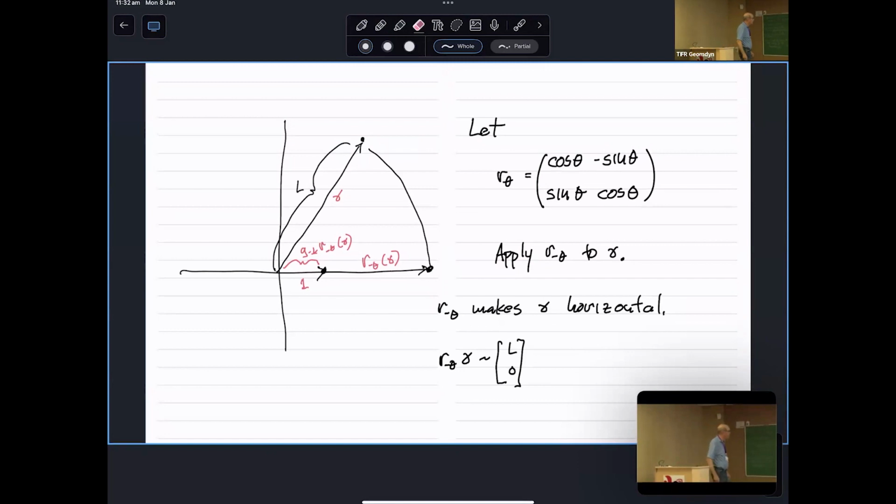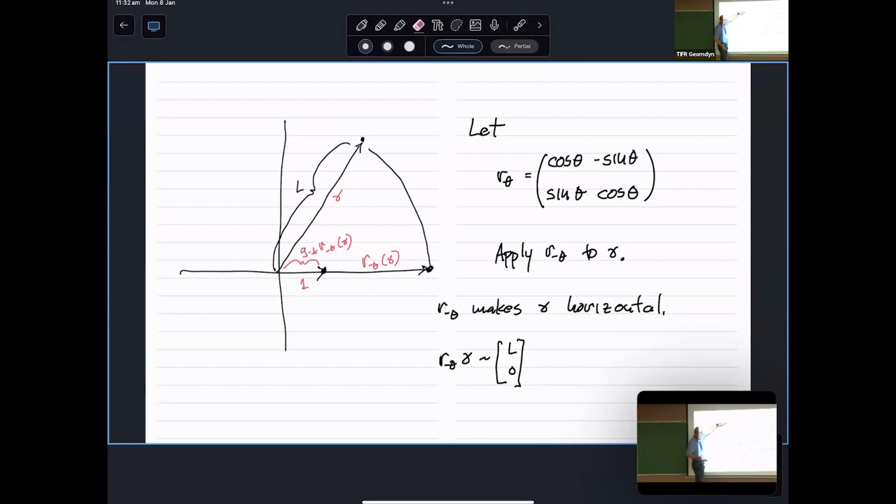Okay, so here's our gamma. This is a lattice point. I haven't drawn in the whole lattice, but this is some lattice point. Think of it as being a long ways away. Okay, so step one, let me take our gamma and rotate it until it becomes horizontal. I can do that by applying this matrix R sub theta, if theta is the angle, I'd apply R sub minus theta to make it horizontal. So it has coordinates (L, 0), where L is the length.